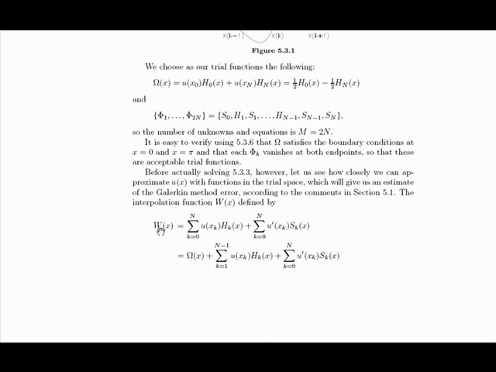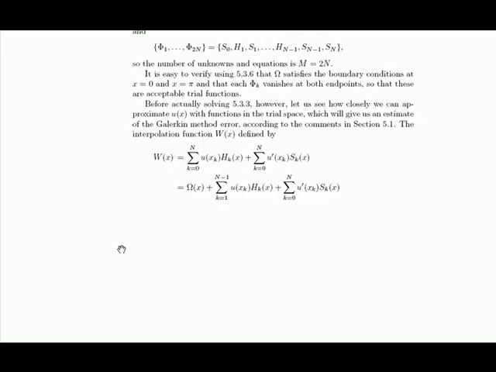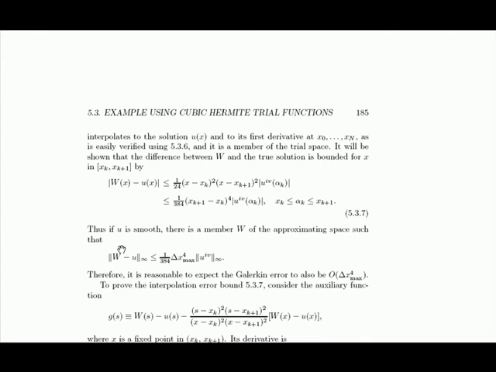And as usual, we take our w to be the interpolant and calculate the interpolation error and show that that's a certain order. In this case, we'll show that the interpolation error is of order delta x to the 4th power. That is, there is an interpolant to the true solution which is of order delta x to the 4th, so we assume that our Galerkin solution is as good as the interpolant. So it should be also 4th order.